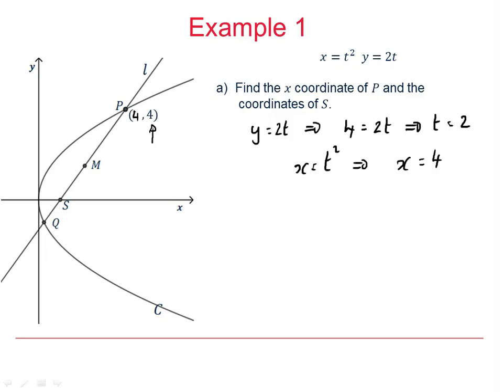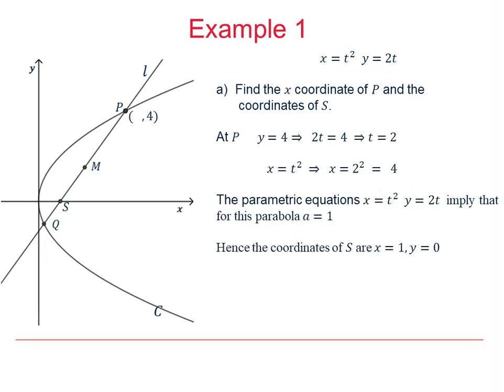We know that x is equal to at squared, and therefore this means that a must be equal to 1. Once we've got a equal to 1, that means that the focus, which is at (a, 0), must be at (1, 0). That's neatly typed out there for you, so if you'd like to pause the video you can have another look through that before you move on to the next part of the question.